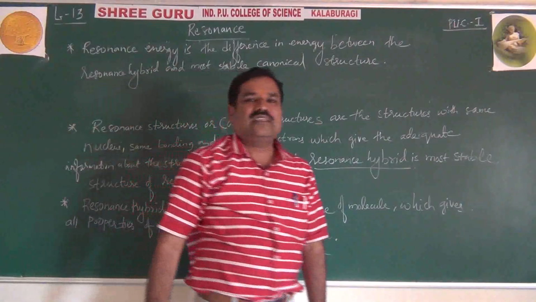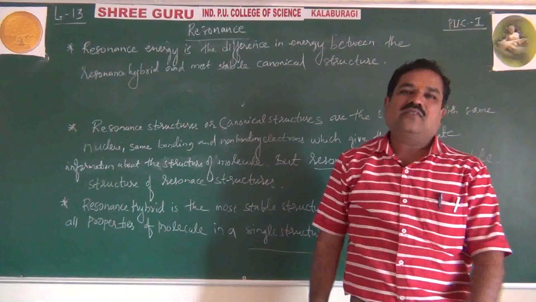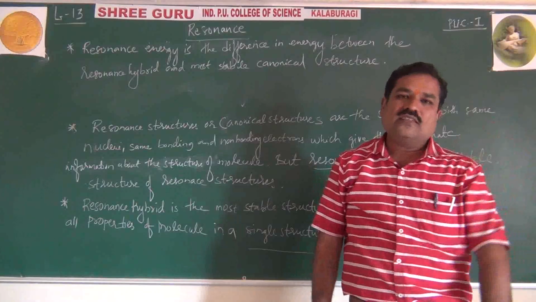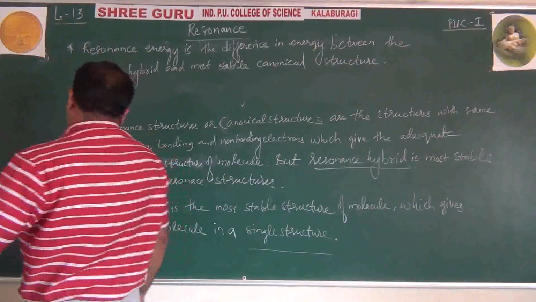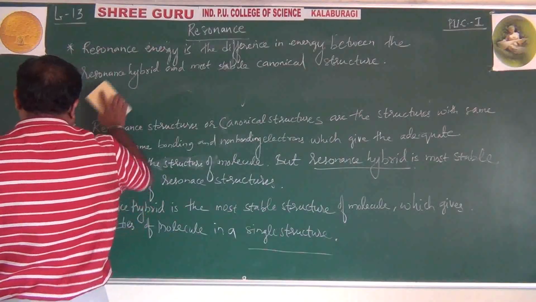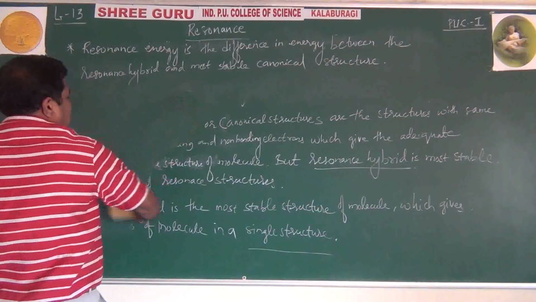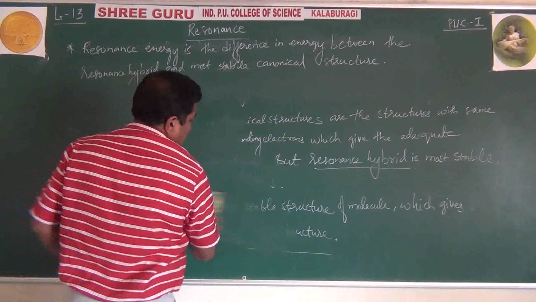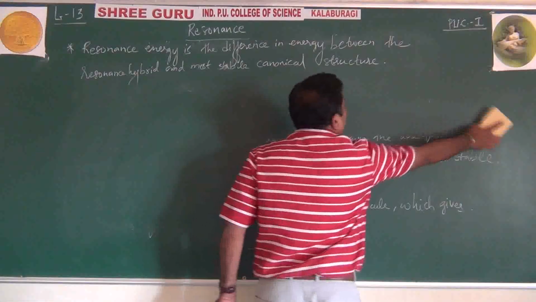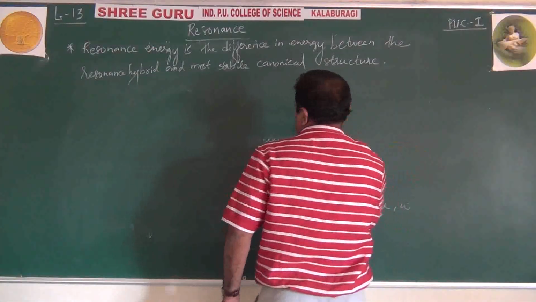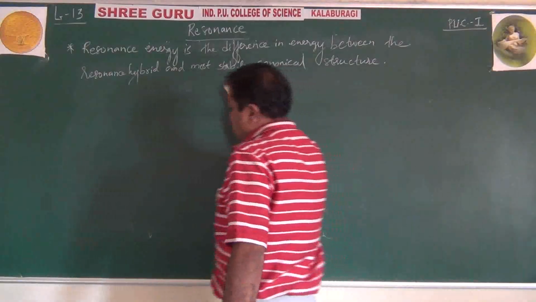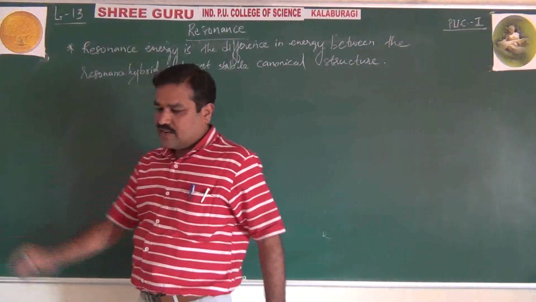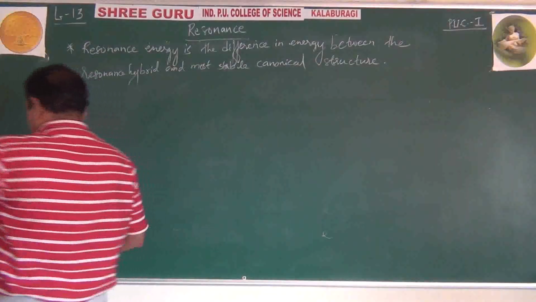Lower the resonance energy, higher the stability. Higher the resonance energy, lower the stability. So the best example is, we start with the structure of benzene. Benzene is having lowest resonance energy of 150 kilojoules per mole. Now see, all these points you come to know by writing the examples. Otherwise you won't understand. That's why we are starting with the example.